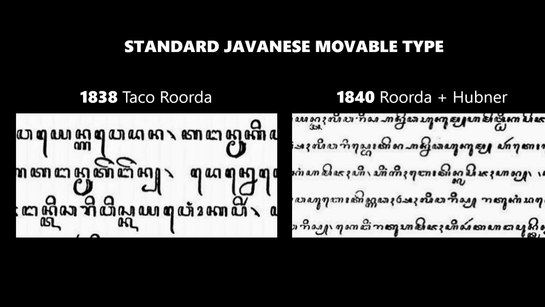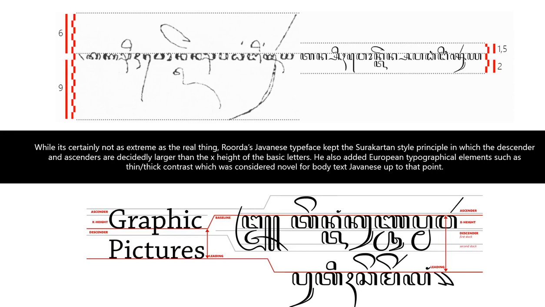His typeface was well received and would become the standard in Javanese publication for the century to come. The proportion and shape of Rorda's typeface, in accordance with the wisdom of the age, is inspired by the Surakartan handwriting. While it's certainly not as extreme as the real thing, Rorda kept the principle in which the descender and ascenders are decidedly larger than the X height of the basic letter.